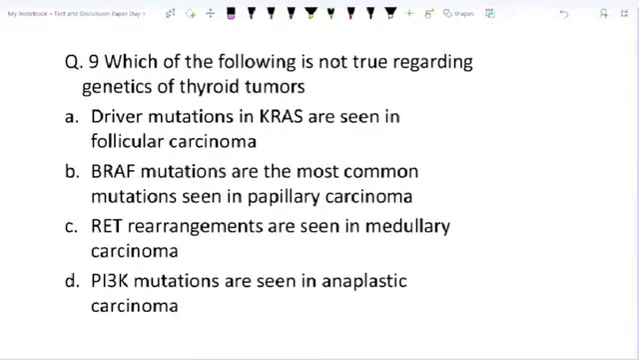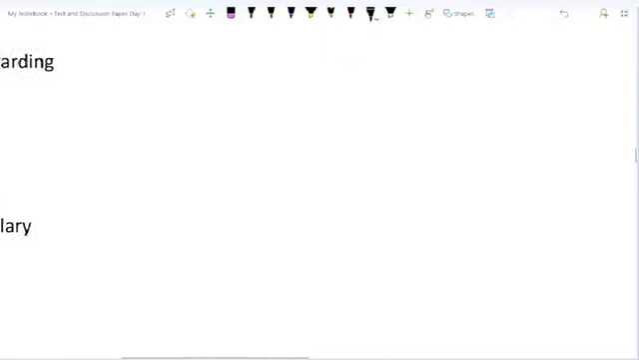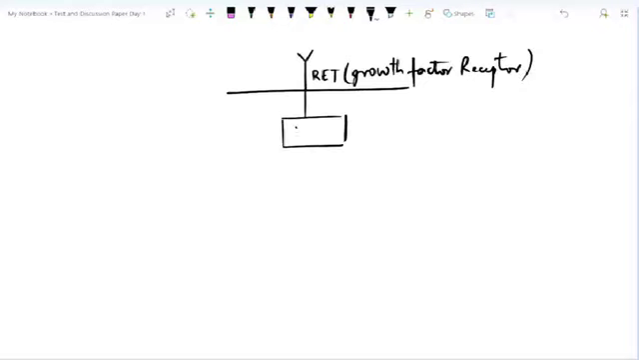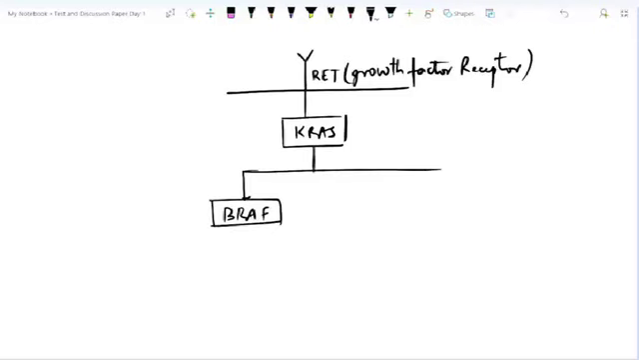Which of the following is not true regarding genetics of thyroid tumors? So let's look at each option. Driver mutations in KRAS are seen in follicular. So before I go here, how about we draw a diagram just to remember the genetics. This is my cell membrane. Say this is a receptor called RET receptor, which is a growth factor receptor. Downstream from this, you have a signal transduction protein called KRAS. And then further downstream, you have another signal transduction protein called BRAF, and say another protein called PI3K.